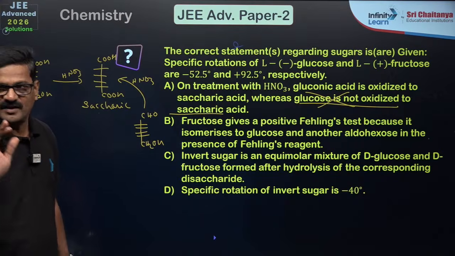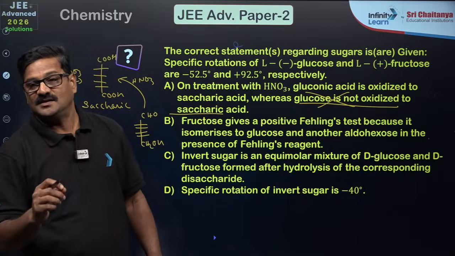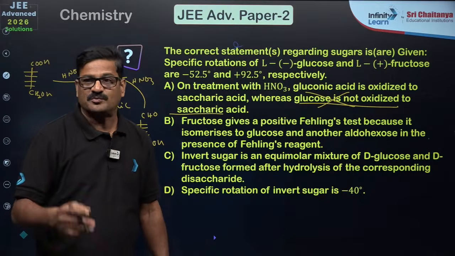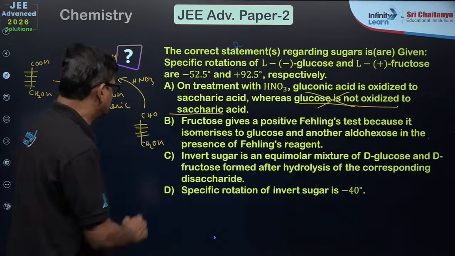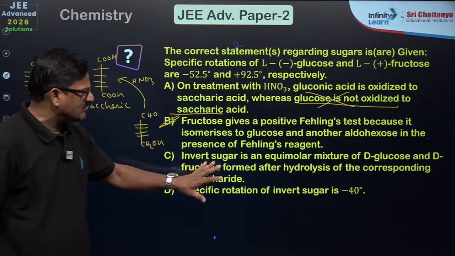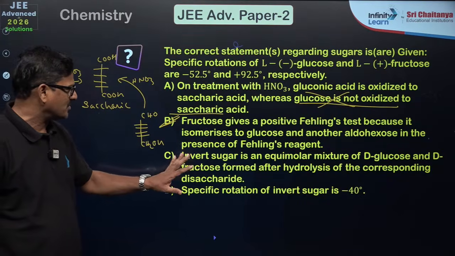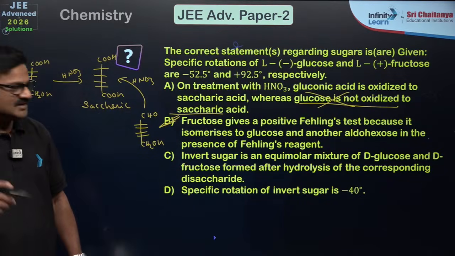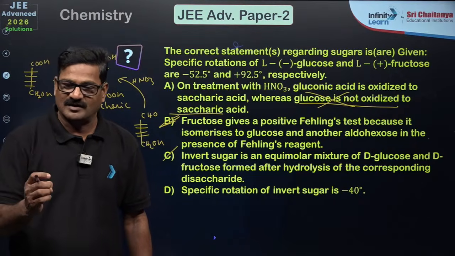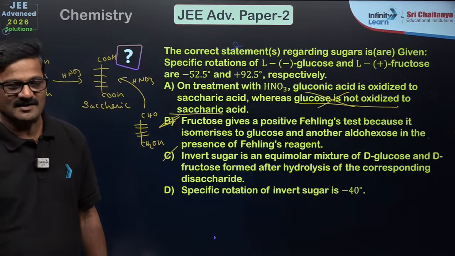Fructose gives a positive Fehling test because it isomerizes in the oxidizing agent to give glucose and another aldohexose in the presence of Fehling's reagent. So it can give. So B is a true statement. Invert sugar is an equimolar mixture of D-glucose and D-fructose formed after hydrolysis of the corresponding disaccharide. That's the reason why it is called invert sugar. So the statements are a little bit confusing, but it is clear. It is given simply from the NCERT.